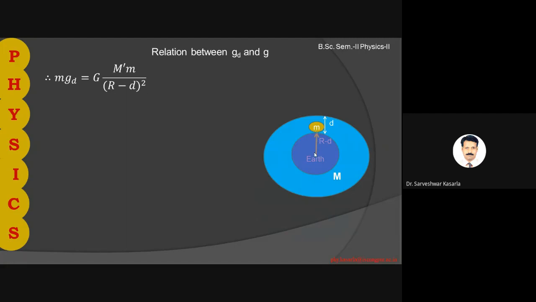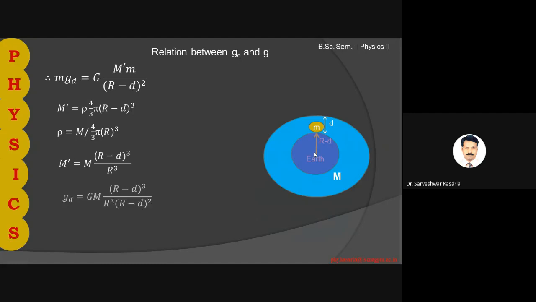Now if you solve this, what is M dash? M dash must be calculated by using density. If the density of earth is rho, then M dash will be equal to 4 by 3 pi rho into (R minus d) whole cube. Then rho is equal to mass of earth upon volume of earth. So if you put the value of rho, then M dash becomes equal to M into (R minus d) whole cube upon R cube.